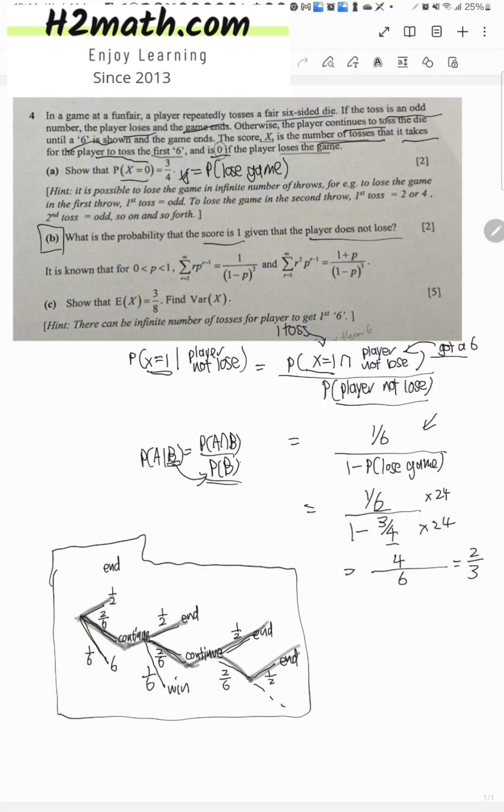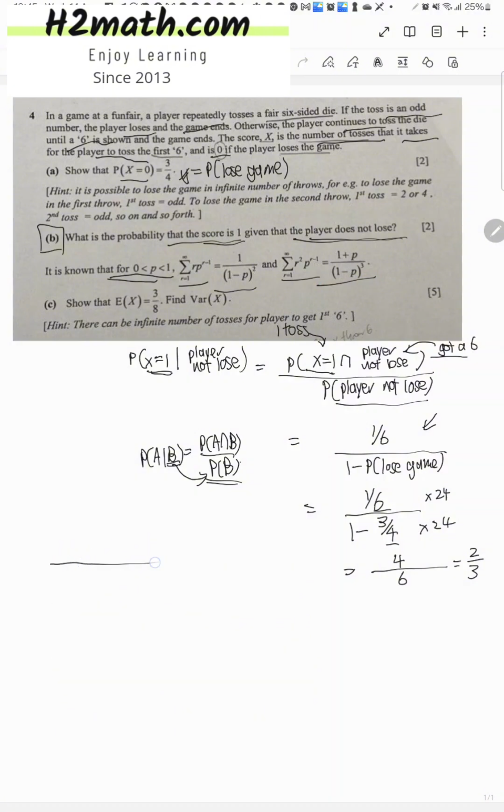So that's the probability of score is 1 given player does not lose. The next part: it is known that P is between 0 and 1. If P is between 0 and 1, then this is equal to this and this is equal to this. These are the results that we can use for finding E(X) and Var(X).